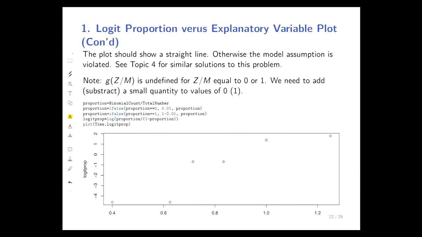If this is not a straight line, you can review topic 4. Even though it's for the response versus explanatory plot, the ideas can be borrowed here to similarly solve this problem, for instance by adding x squared or more x variables. I will not talk about that here, but let's look at how to draw a logit proportion versus the explanatory variable plot.